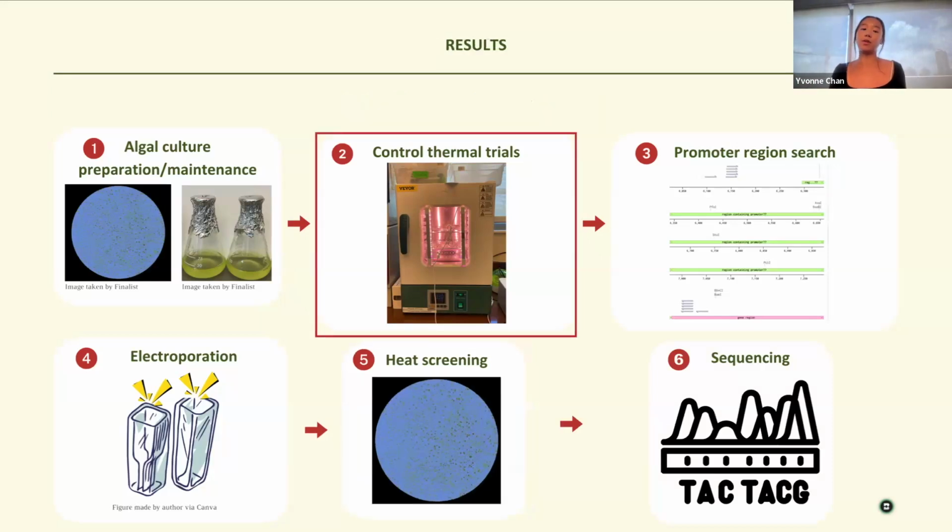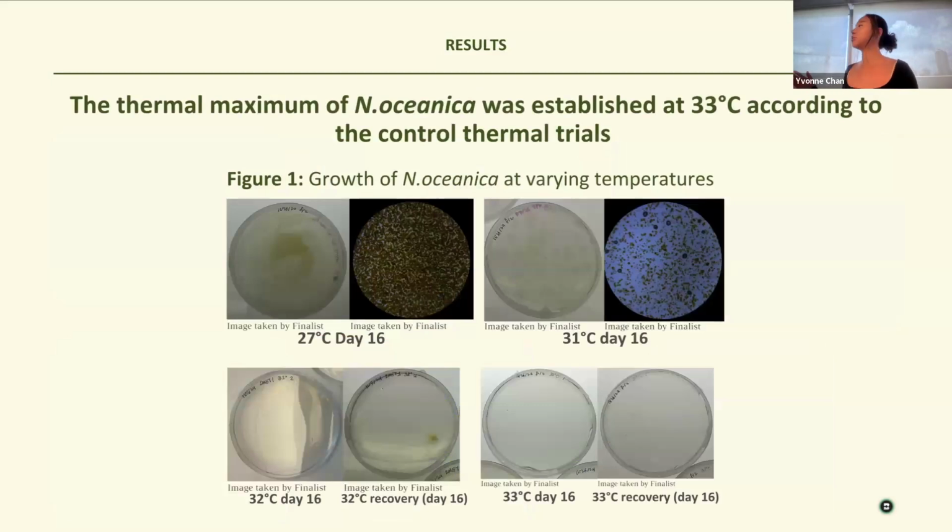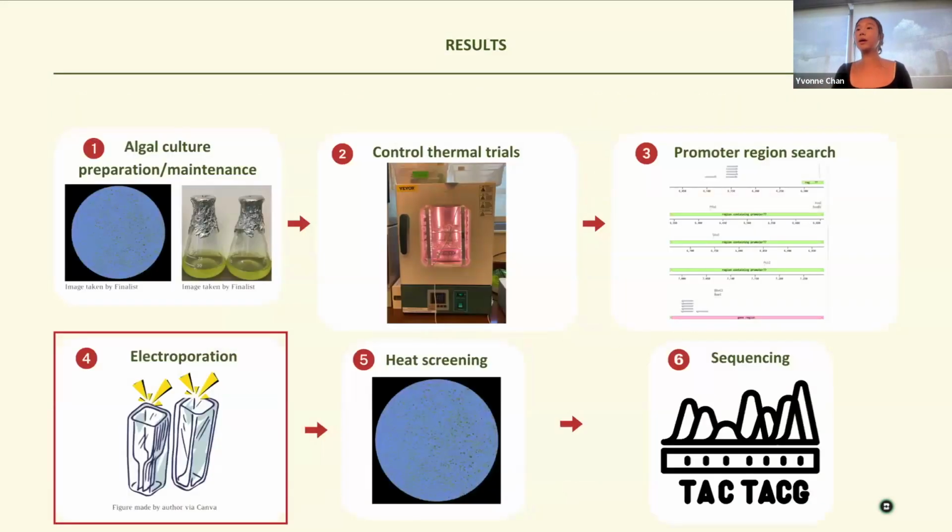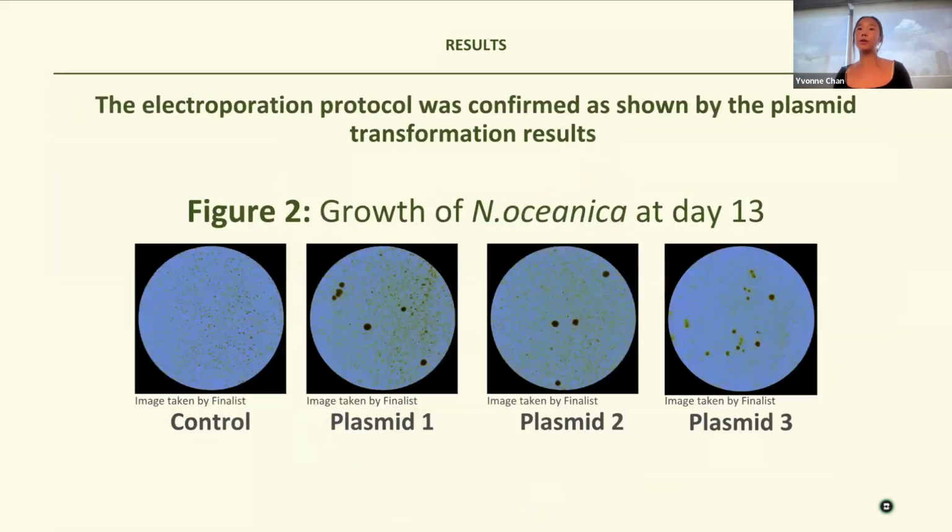Now, for my results of the controlled thermal trial, I was first able to establish the thermal maximum at 33 degrees Celsius, because this was a temperature they didn't grow at or recover at after 32 days of trying to observe growth. And for my electroporation, I was able to confirm the viability of the protocol I was using through a plasmid transformation.